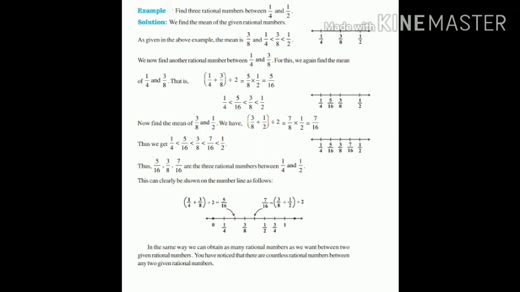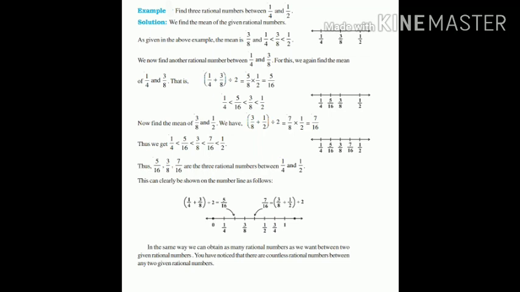So how many numbers have you found? 3/8 you have found. One number between 1/4 and 3/8 you have found. And the third number between 3/8 and 1/2 you have found. So you have found 3 numbers. You can find endless numbers, children, endless numbers.